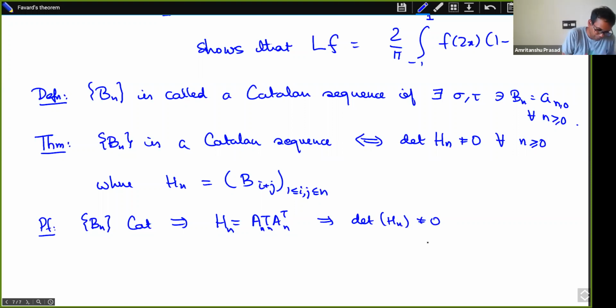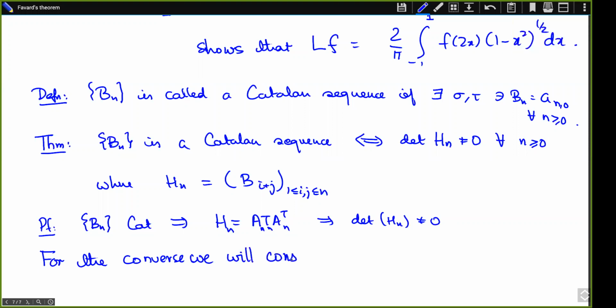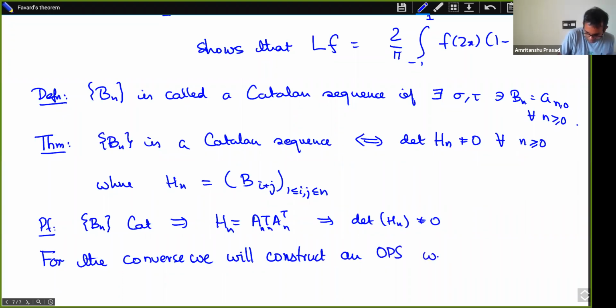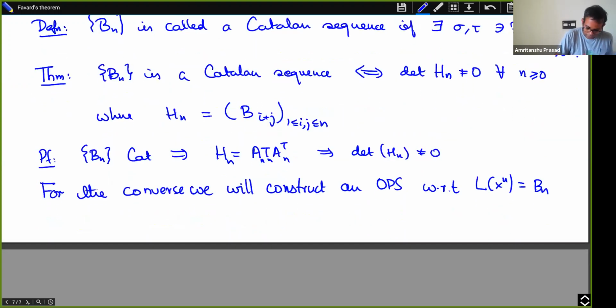For the other way, we will construct an OPS with respect to L of x to the n equals Bn, and then use Favard's theorem. So we will actually write down explicitly the thing.